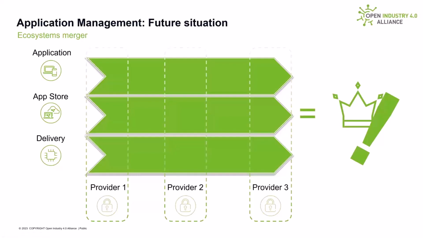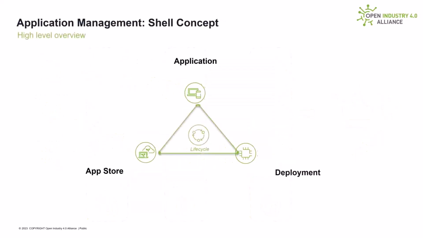And now we have a little overview, a slide, a sneak preview of how we're doing this in our working group application management. There we are talking about a shell concept. The shell concept is very simple to explain. If you think of the life cycle of an application, like deploy, update, and so on, there's an app store which is responsible for providing the application. And of course, there's a delivery to the edge management system and the deployment for the application a customer bought. Then you can simply divide it into 3 parts.